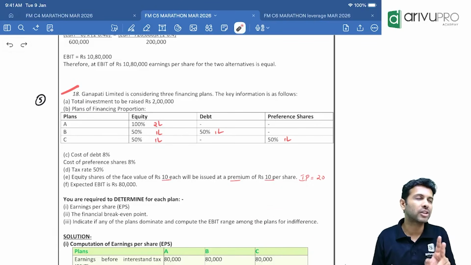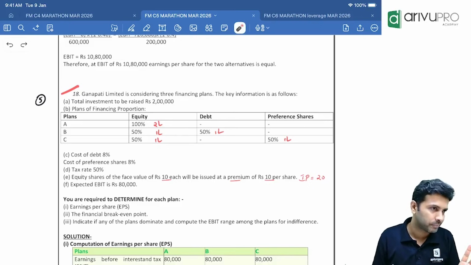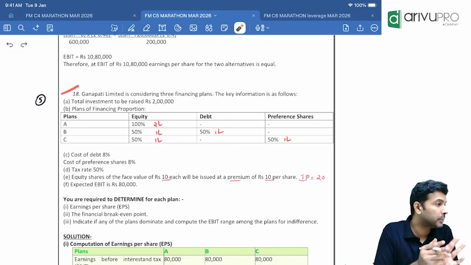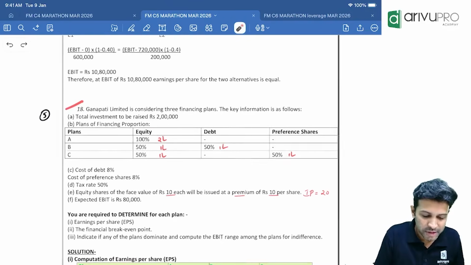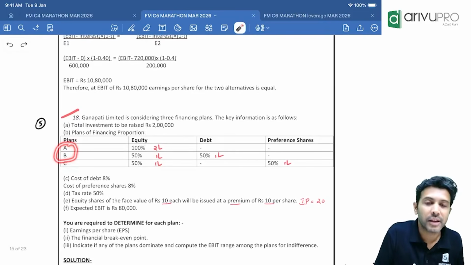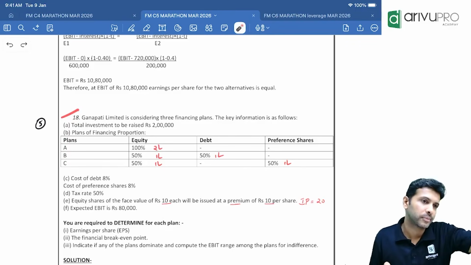Indifference point compares only 2 plans at a time. You can't compare 3 plans at a time. That means first you'll have to compare A with B, then compare A with C, and then compare B with C. That means how many times we need to find out the indifference point? Will all be the same or different?